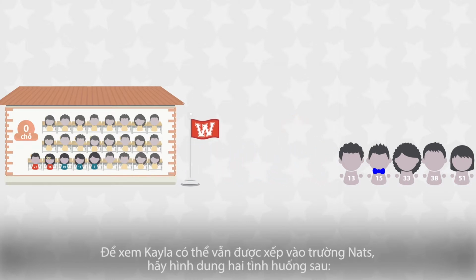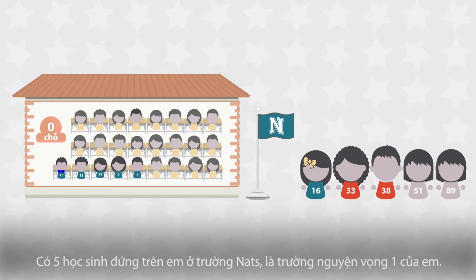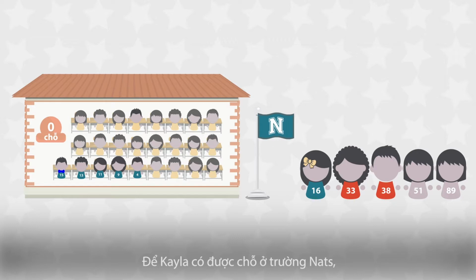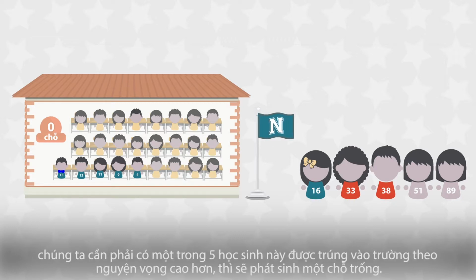To understand how Kayla might still get a seat at Nat's school, let's imagine the following scenario. There are 5 applicants ahead of her in line at Nat's school, her first choice. In order for Kayla to get a seat at Nat's school, we would need one of the students currently assigned to receive a placement at a school they prefer, opening another available seat.